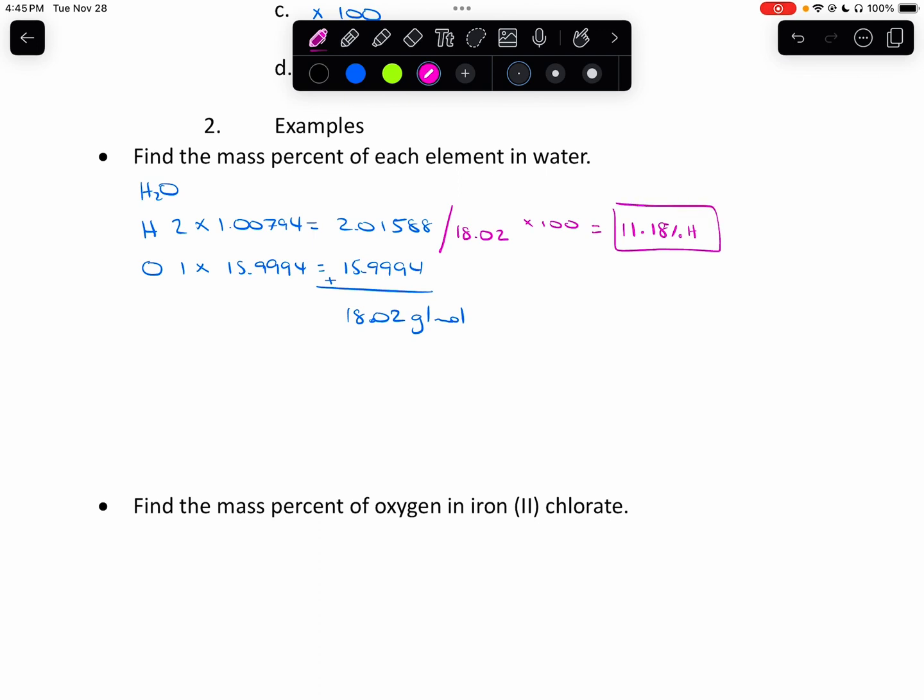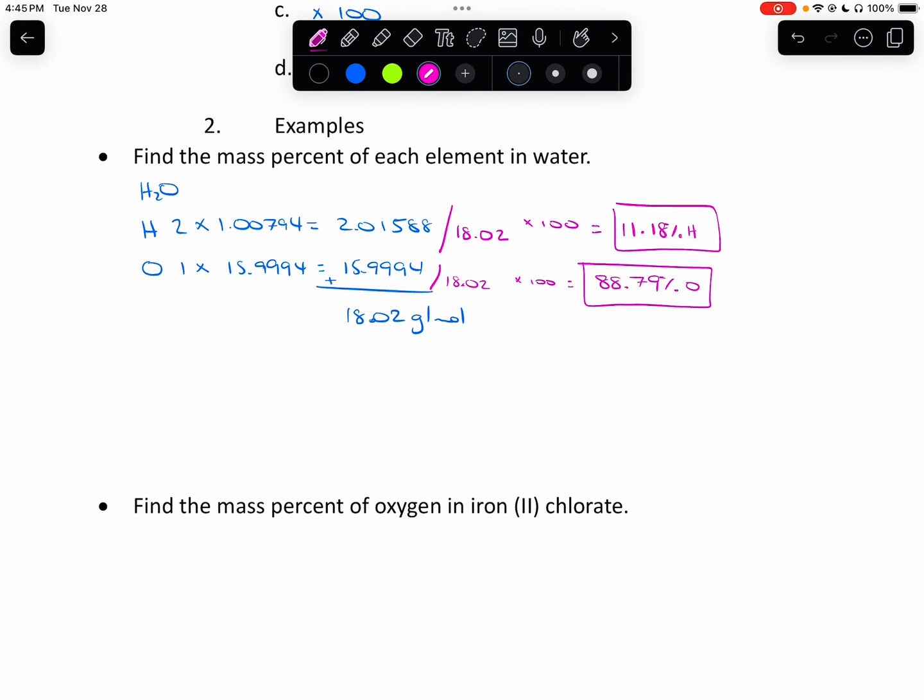We're going to do the same thing with oxygen, divide by 18.02 times 100. So we're going to take 15.9994 divided by 18.02 and multiply by 100. That's going to give us 88.79 percent oxygen.